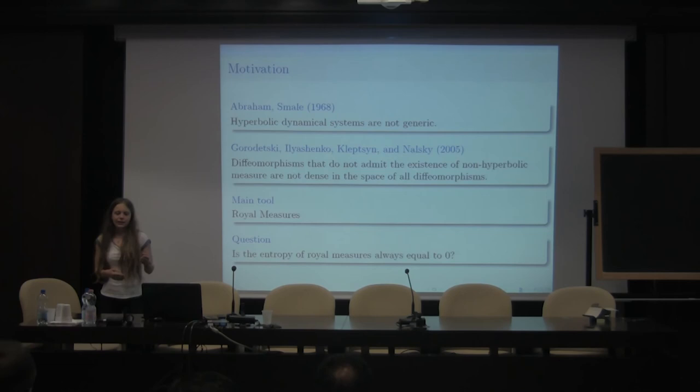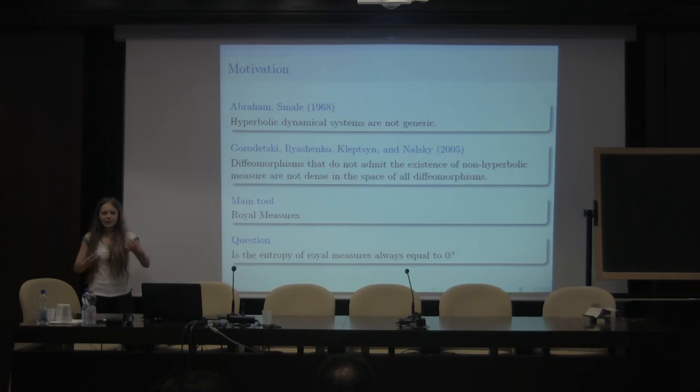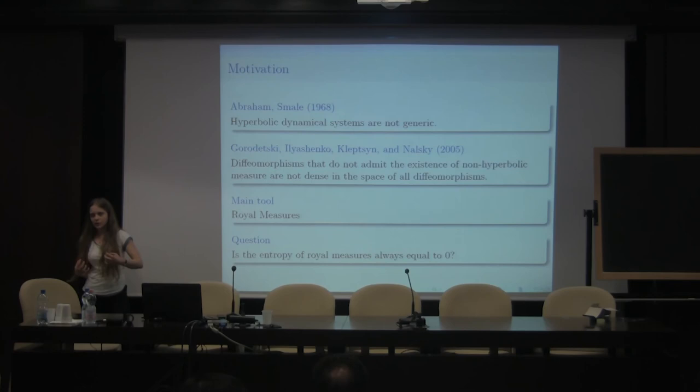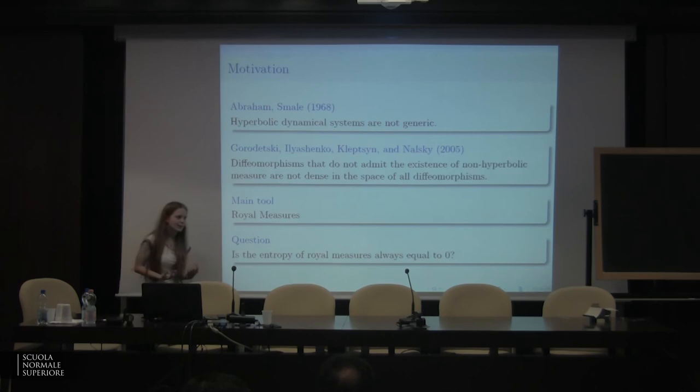Pesin introduced the notion of a non-hyperbolic measure, and people started to think if this weaker notion of hyperbolicity is generic or not. And it occurred that it is not generic, which was proven by Gorodetsky, Lyashenko, Plesser, and Lansky in 2005. And by proving this theorem, they introduced also some special kind of measures, which I called royal measures. I don't want to present the formal definition of it because it is quite technical, but let me just make a picture and wave with my hands a little bit.